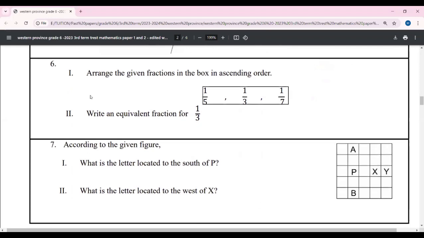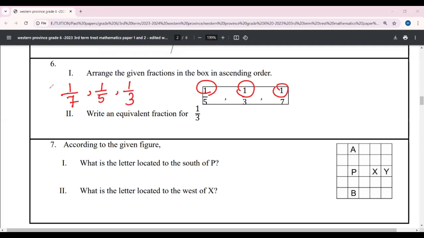Arrange the given fractions in the box in ascending order. In this case, if the numerators are equal, the biggest denominator gives the smallest fraction. So it is something like this: the smallest one is 1 over 7, then 1 over 5, then 1 over 3.